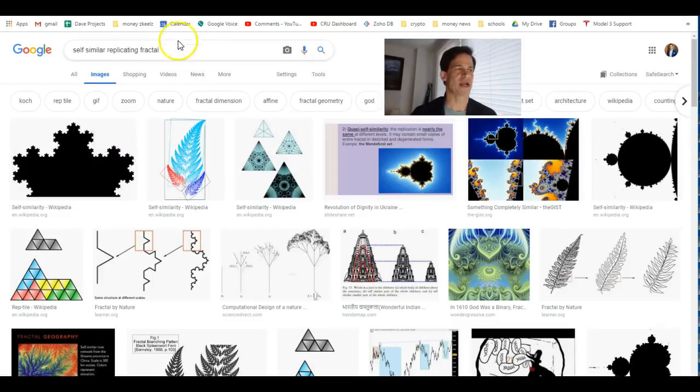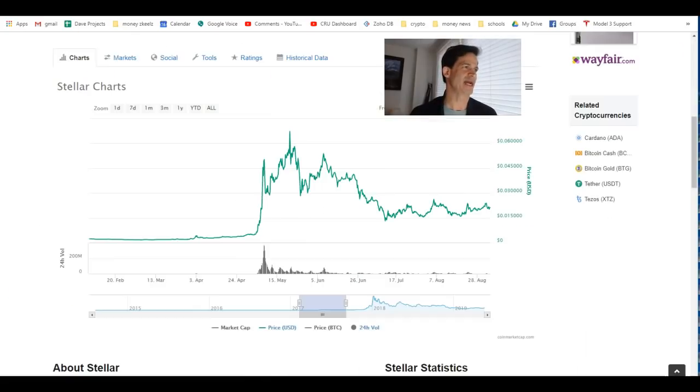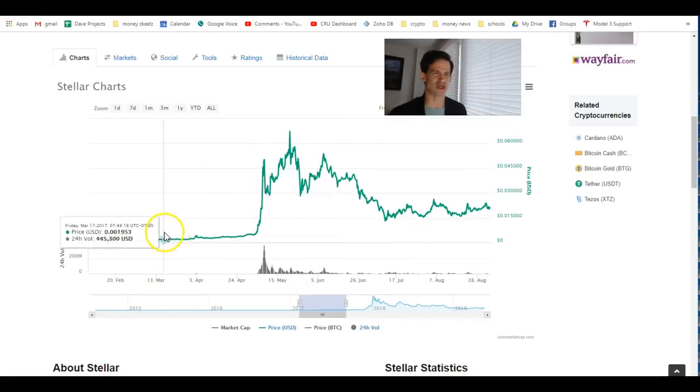Crypto markets are a self-similar replicating fractal, and it is a fractal in bull mode. How do I know this? I'm going to show you what that pattern is. You can see what we're looking at, but before that, let me just show you the pattern here.